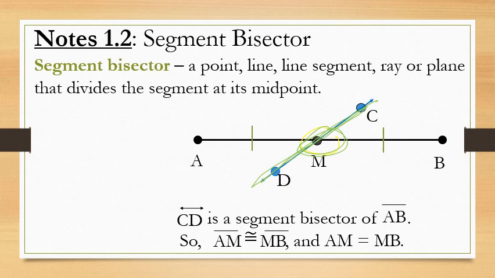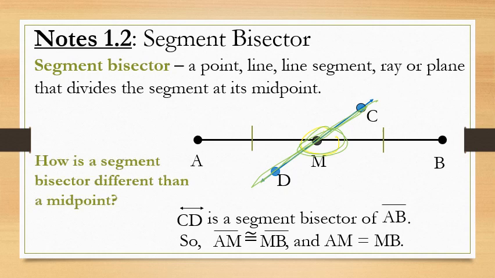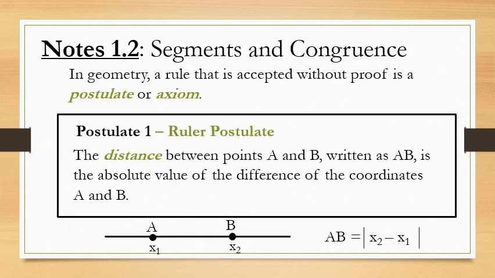Okay, it's not a point necessarily that divides a line into 2 congruent parts because that's the midpoint, but it is a line segment, ray, or plane that goes through that midpoint and divides the segment into 2 congruent pieces. And then how is the segment bisector different than a midpoint? The bisector actually goes through the midpoint.